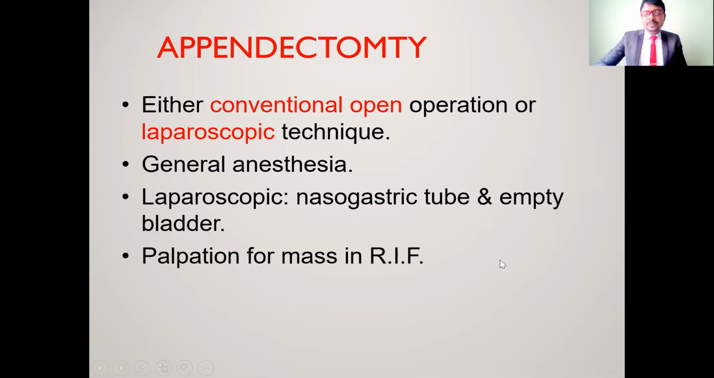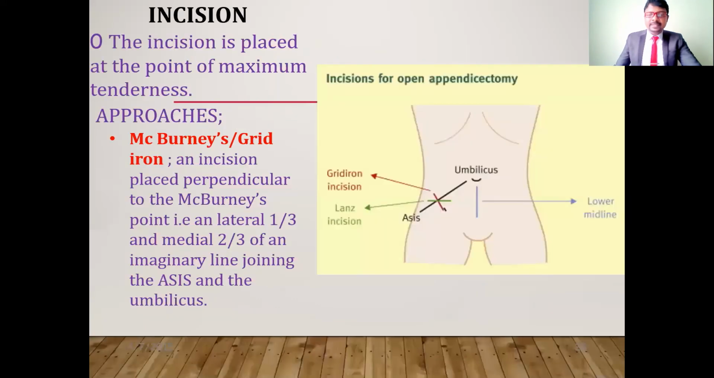All these surgical procedures are done under general anesthesia. Before laparoscopic surgery, a nasogastric tube is placed and the bladder must be emptied. Next is palpation for a mass in the right iliac fossa. We have to find any mass, and before this do palpation to find the position of the inflammation and where the swelling of the appendix is.